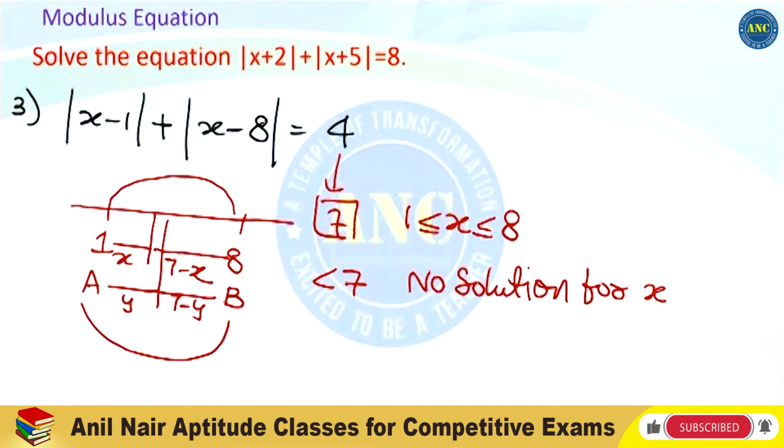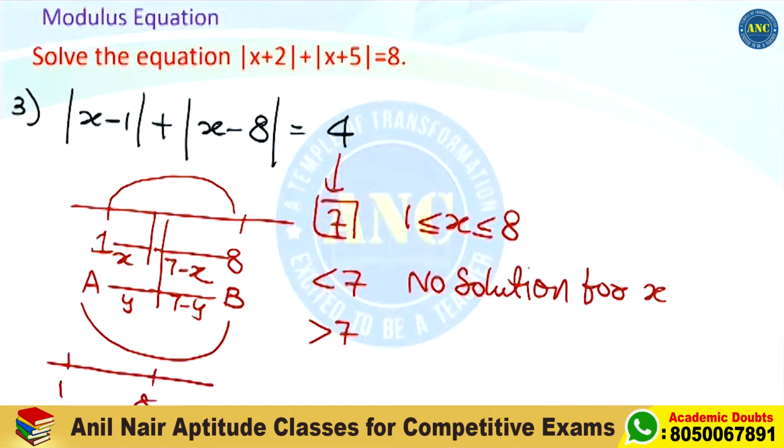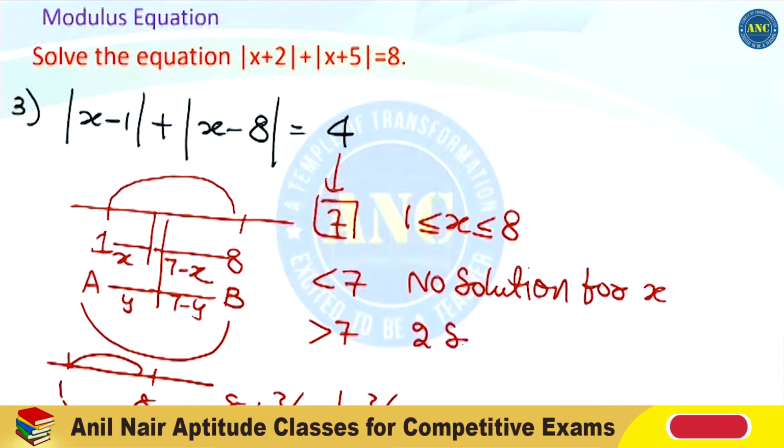Next, suppose it is greater than 7, for example if I take 10. From 1 and 8, 10 means 7 traveled, 8 plus 7 traveled, it is 3 by 2. 7 traveled, 1 minus 3 by 2. How many solutions are you getting? 2 solutions you are getting.